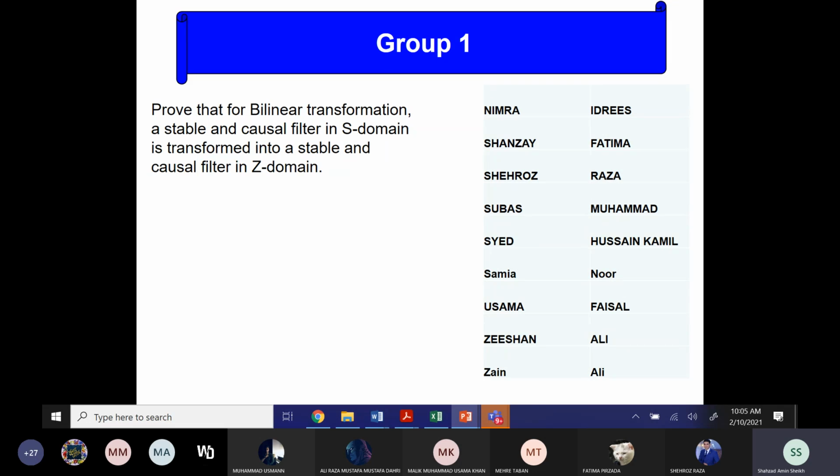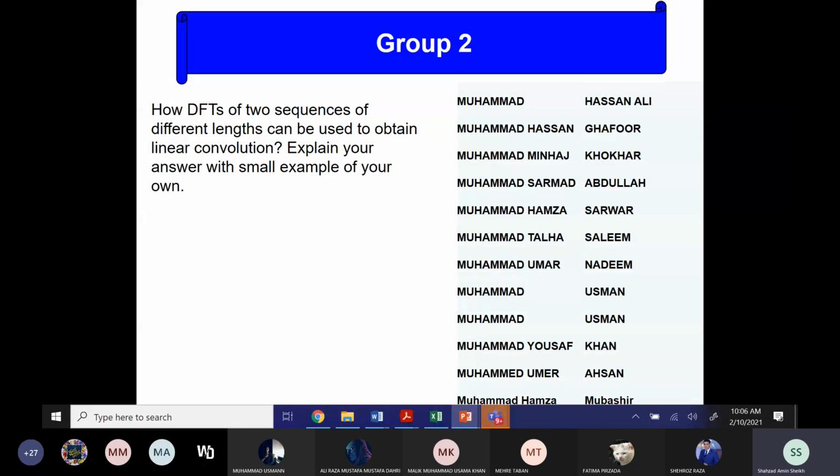So these are the people on the right side: Nimra, Shanze, Shehroz, Subhas, Hussain Kamil, Samia, Osama Faisal, Zishan Ali and Zain Ali. They will be doing this group 1 quiz. Should I move forward? Shehroz? Yes, sir. Okay.